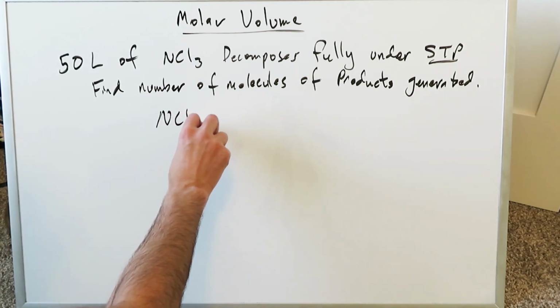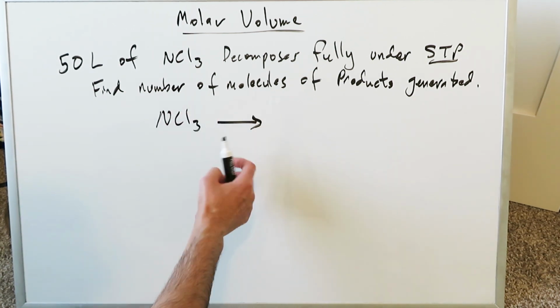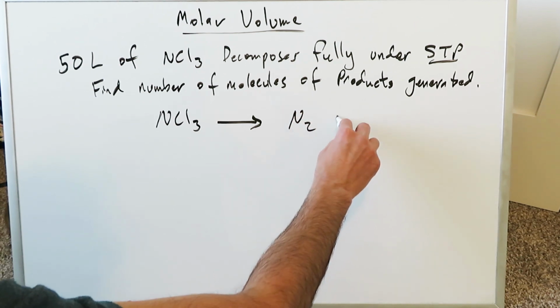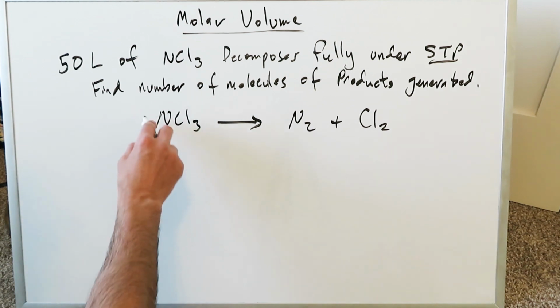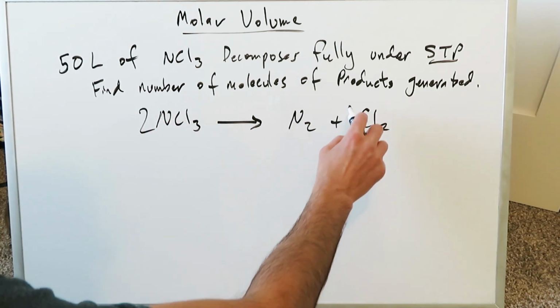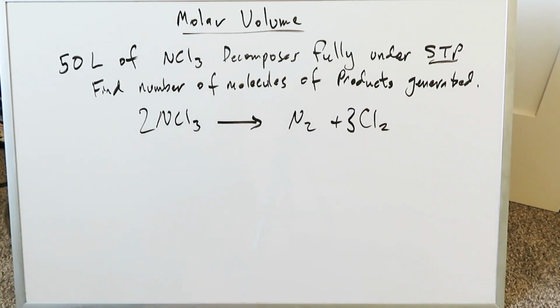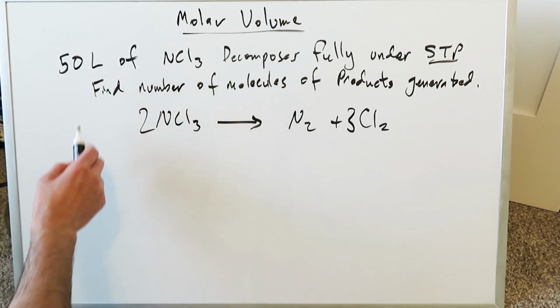Your reaction is this: nitrogen trichloride will decompose fully in a single direction to molecular nitrogen and molecular chlorine. You have to balance this. If you put a 2 over here, you balance the nitrogen, but you put a 3 over here and you've balanced everything. We have to remember this.